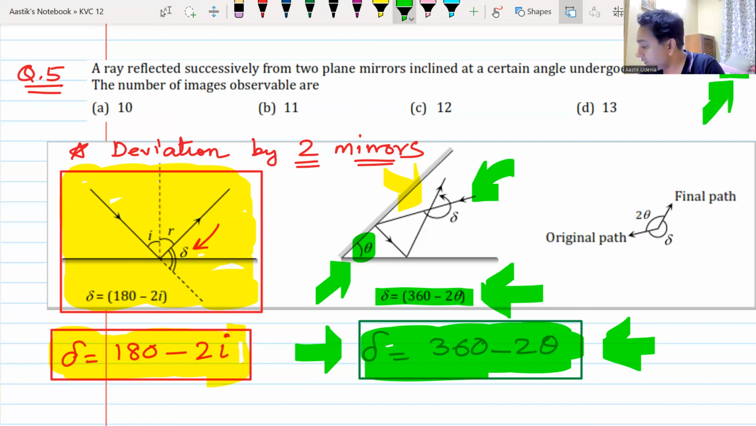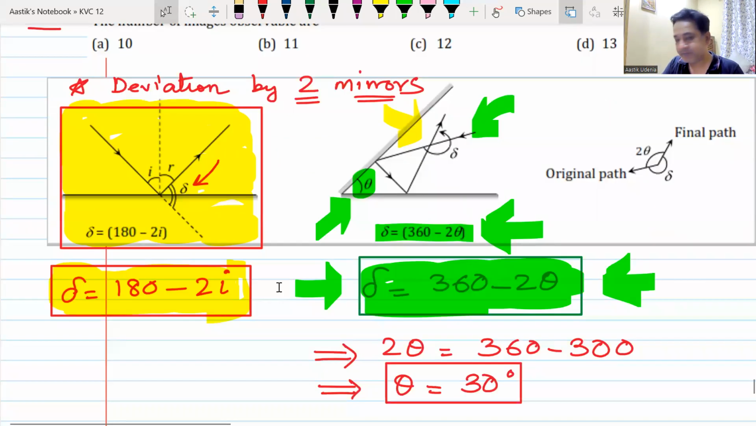Why does this become theta? 11, sir. Your answer has changed, sir. Why, sir? So now I have 2 theta is 360 minus 300, for those who have not noted it down. So my angle of incidence becomes 30 degrees.